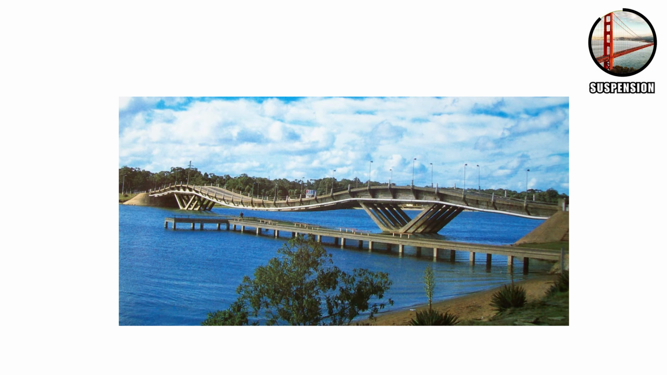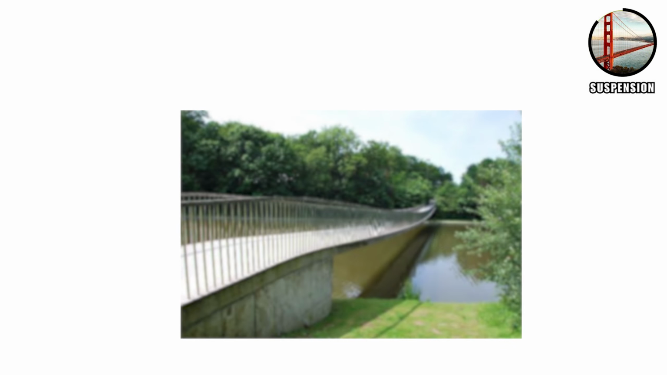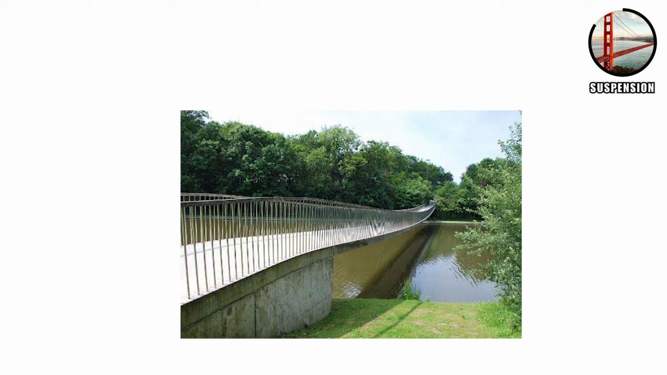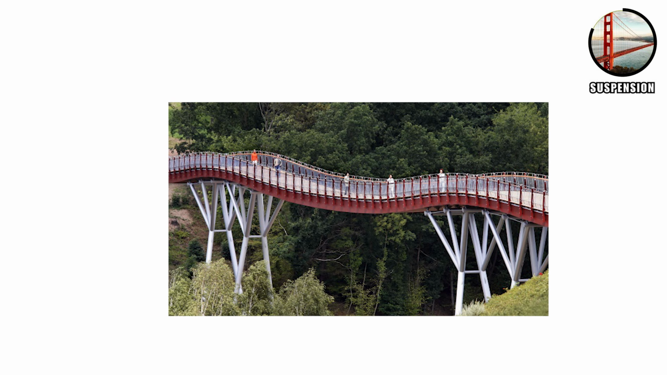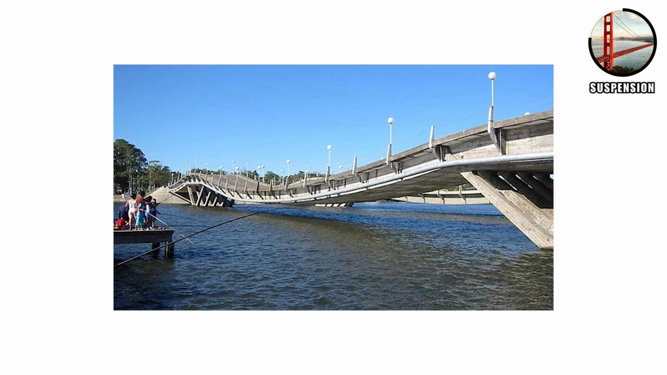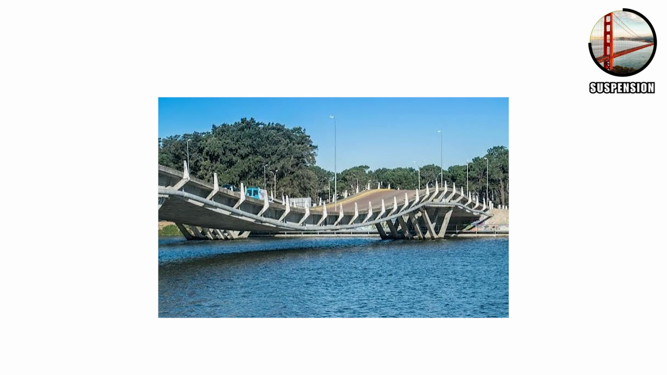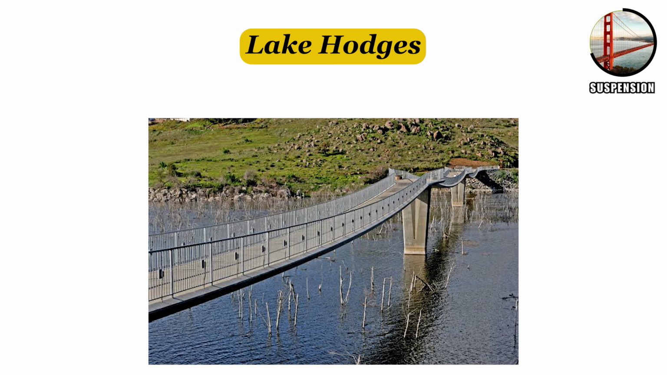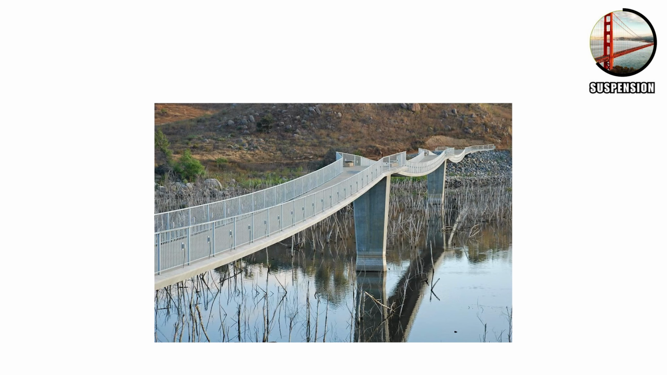Stressed ribbon bridges integrate cables into the deck, pulling it into compression to provide stiffness and stability, so it doesn't sway and bounce. This design is primarily used for smaller pedestrian bridges because it can't span long distances and the deck sags in the middle. Lake Hodges Pedestrian Bridge in California, at 303 meters, is the world's longest stressed ribbon bridge.